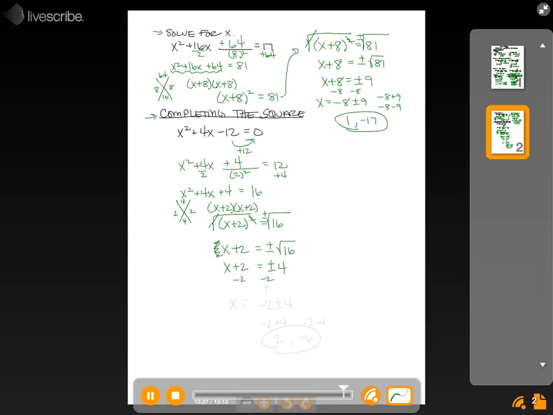Subtract 2 from both sides. Notice that I'm always putting this in front, minus 2 plus or minus 4. Okay, that's important. Always put that out in front. And we're going to solve this now. Negative 2 plus 4, negative 2 minus 4. Negative 2 plus 4 is 2, negative 2 minus 4 is negative 6. So there are the two answers to our problem. And that's the process of completing the square.